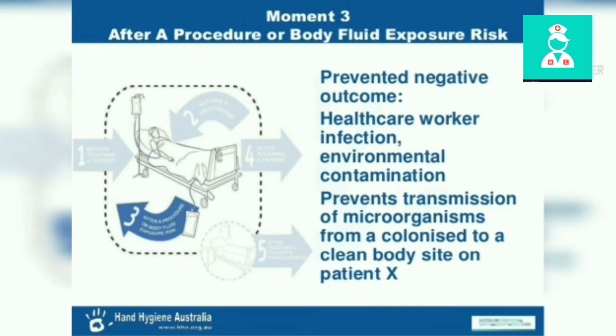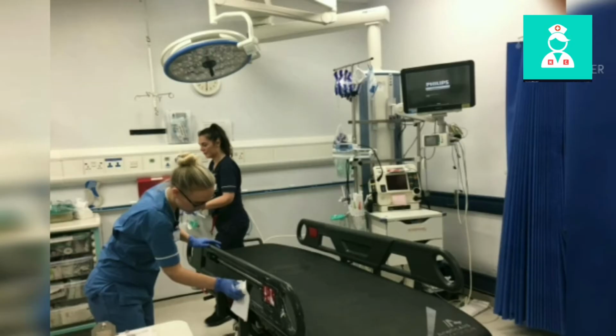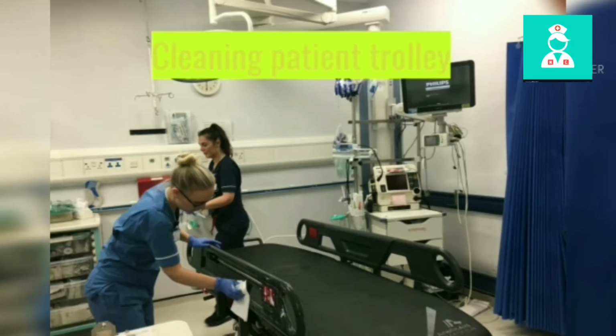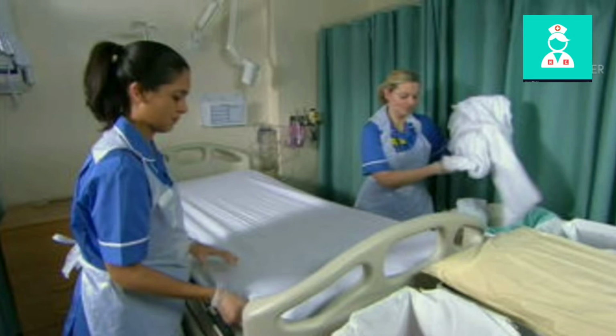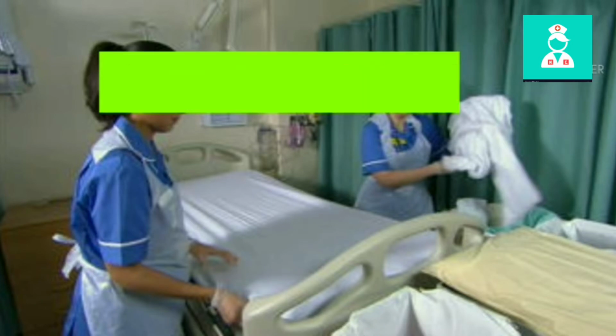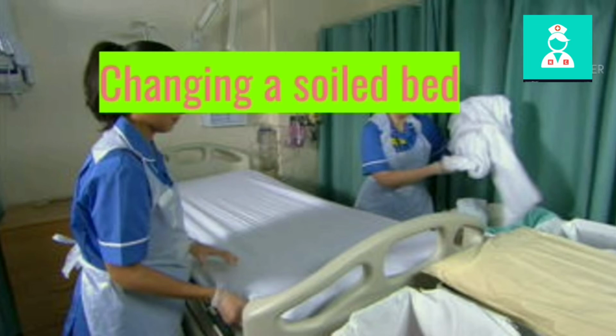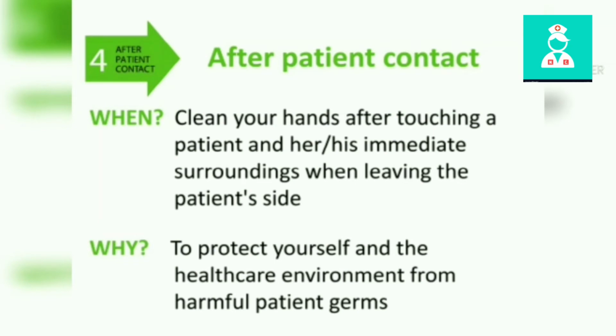Moving on to the third moment, that is after a procedure or body fluid exposure risk. We need to protect ourselves and we need to protect the patient. So we need to make sure that we practice hand hygiene. There are many examples. One example is cleaning a patient trolley. There is a chance of contamination with body fluids such as blood, urine and so on, so we need to do proper hand hygiene. Another example is when changing a soiled bed.